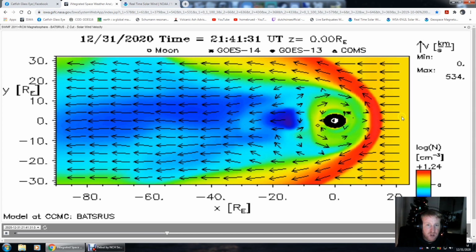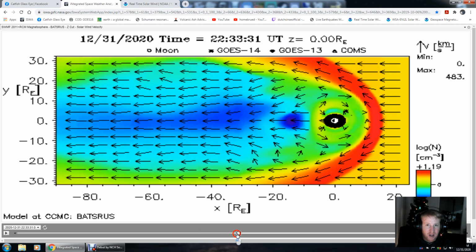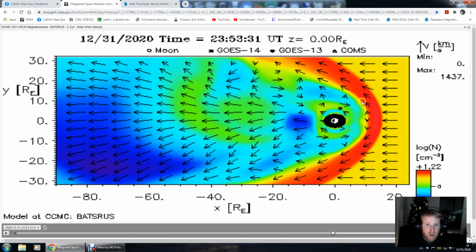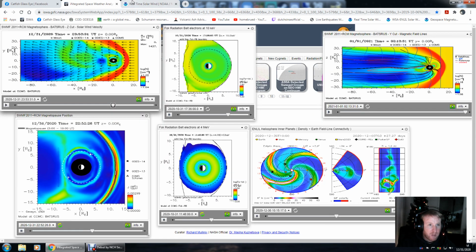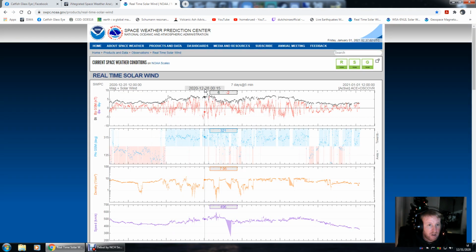Alright, so you saw some big figures. I know it's not a big deal, the numbers, but I just want to show you where it's coming from. And to do that, I'm going to show you where it's not coming from. Let's just do a quick refresh. So SWPC, real-time solar wind.